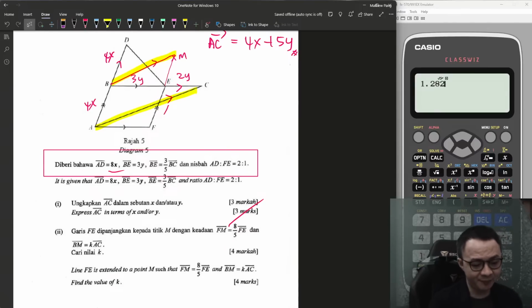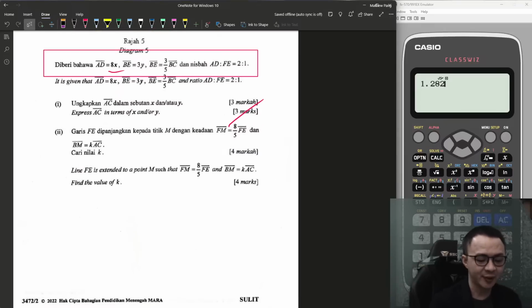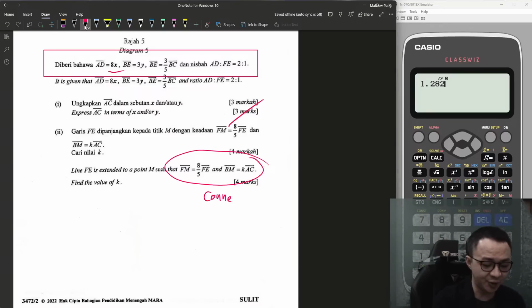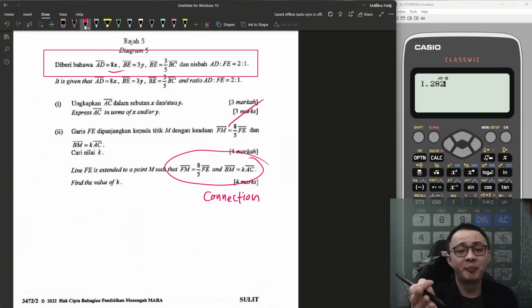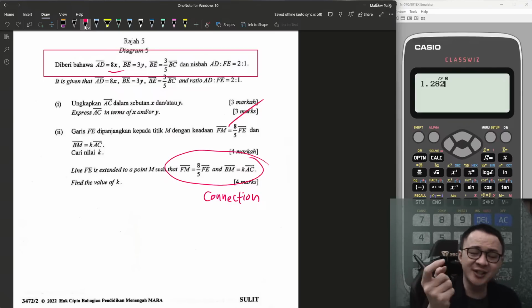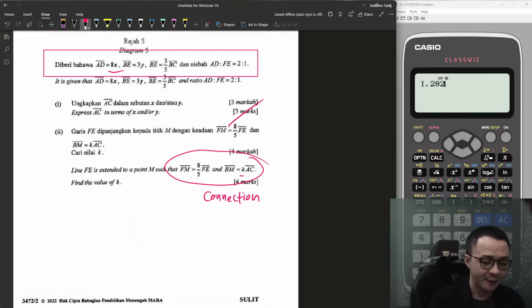Alright, not very hard, but you need to think a little bit first. Okay, but it's a bit challenging if you have no idea how to start. This one, first thing is I need to make a connection between these two equations. Why do I need a connection? Because I will need to substitute the equations into each other in order to find the k.